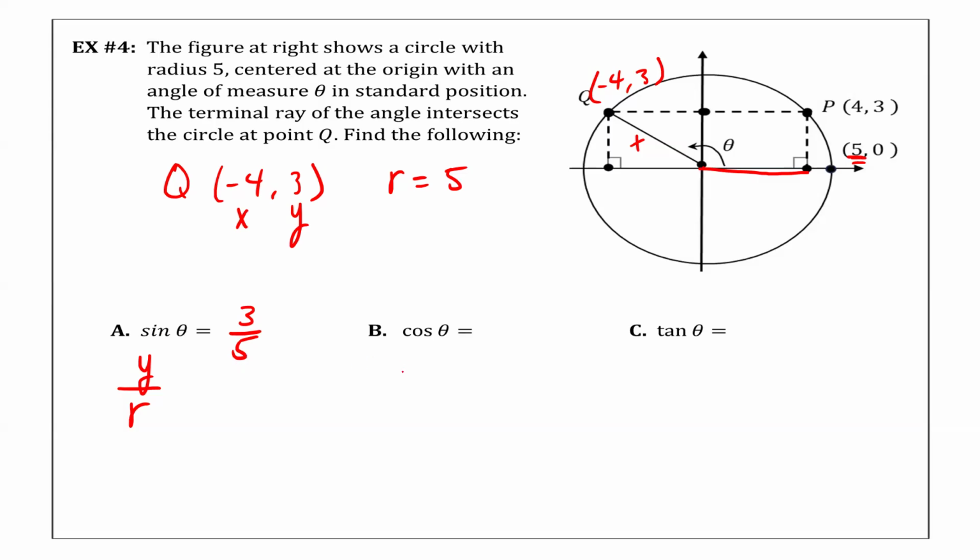Cosine is x divided by r. What is my x value of this coordinate? And my radius is 5. Tangent is y over x. What is my y value of this coordinate? And that is the sine, cosine, and tangent given the ordered pair and the radius.